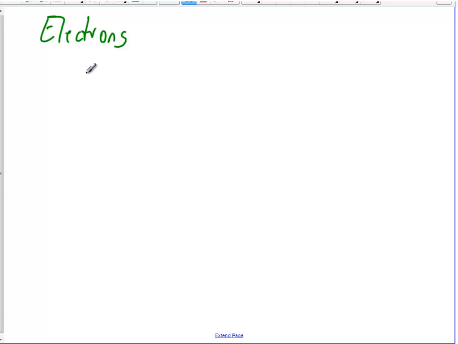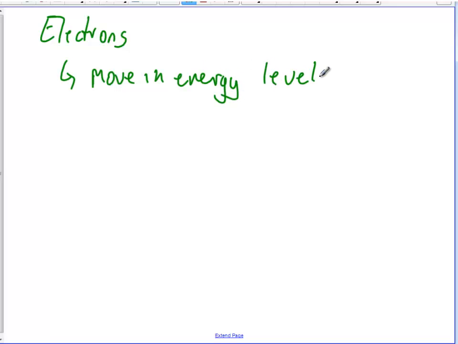Okay? And there was a guy named Niels Bohr who did some experiments and figured out that electrons are not just randomly orbiting atoms. They're in actual little energy levels around the nucleus, and they can move between energy levels, and it takes energy to do that. Okay, so electrons are not just random. Electrons move in energy levels around the nucleus.